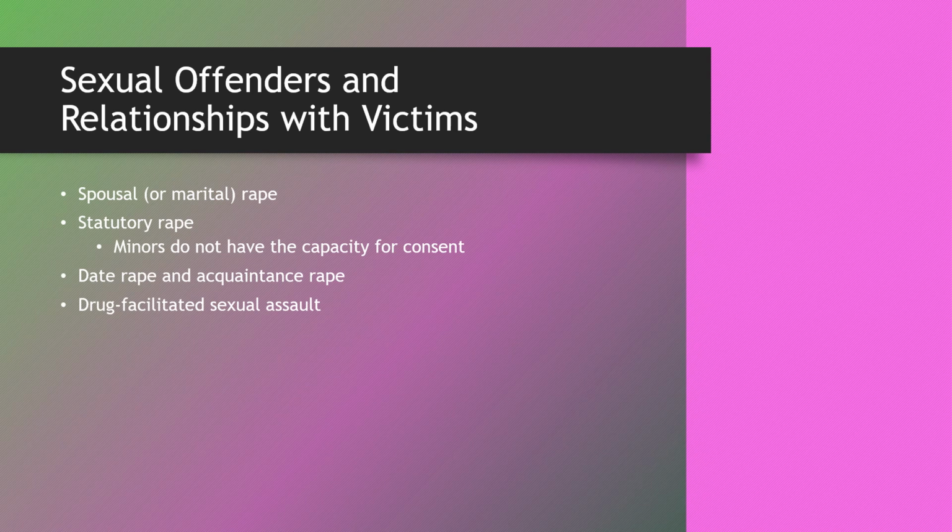Sexual offenders and relationships with victims. When we think about spousal or marital rape, this is penetration of one's partner, spouse, or significant other without consent. Statutory rape is rape of a minor, assuming the minor does not have the capacity to consent to sexual activity, even if they agree or initiate it. Date rape and acquaintance rape are non-domestic relationships where the perpetrator is known to the victim.